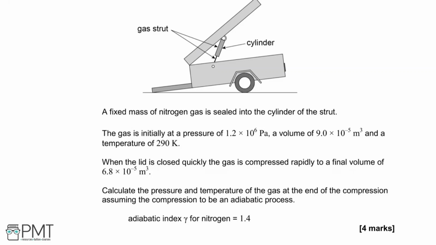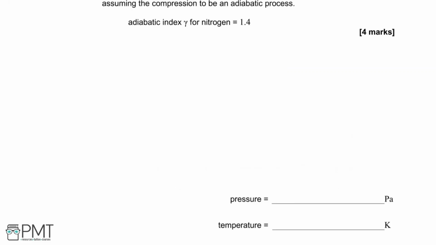When the lid is closed quickly, the gas is compressed rapidly to a final volume of 6.8 times 10 to the power of minus 5 meters cubed. Calculate the pressure and temperature of the gas at the end of the compression, assuming the compression to be an adiabatic process. And the adiabatic index, gamma, for nitrogen is 1.4. So the first thing that we want to do here is write down the necessary equation.